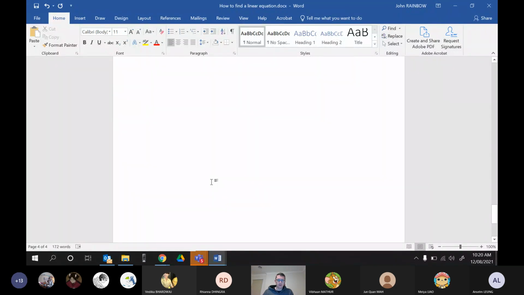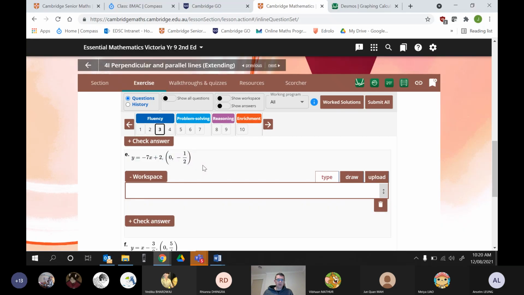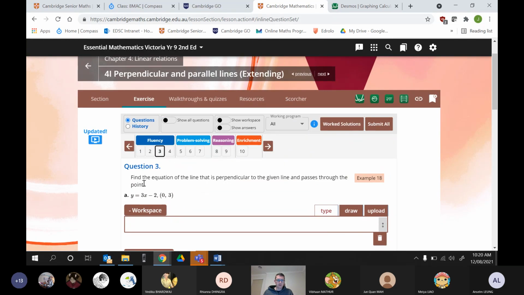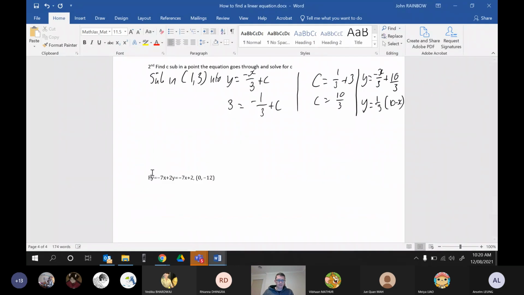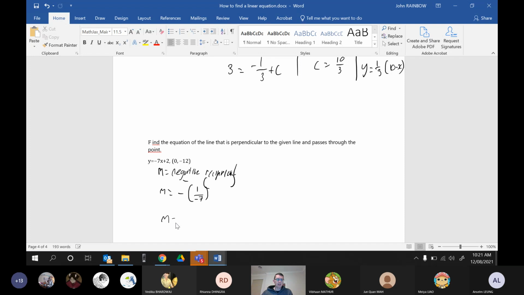All right. Okay. And what do we want to find? This one. Okay. All right. So basically, you can use the formula, or we can use negative reciprocal. So the reciprocal of this, negative of the reciprocal. Negative 1 on negative 7. Negative negative makes it a positive. M equals 1/7.